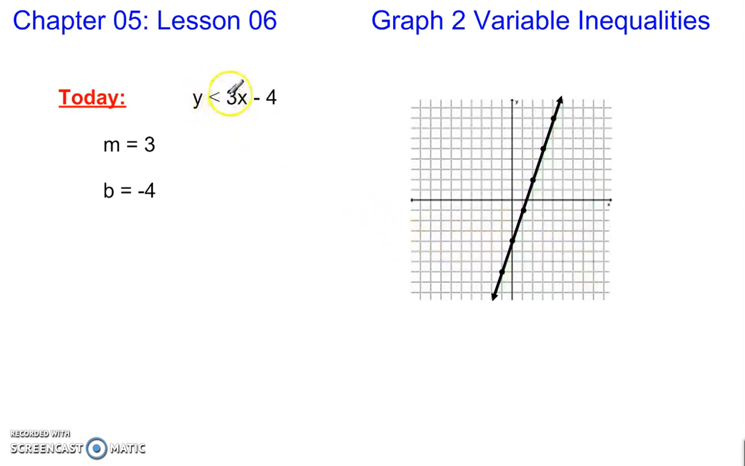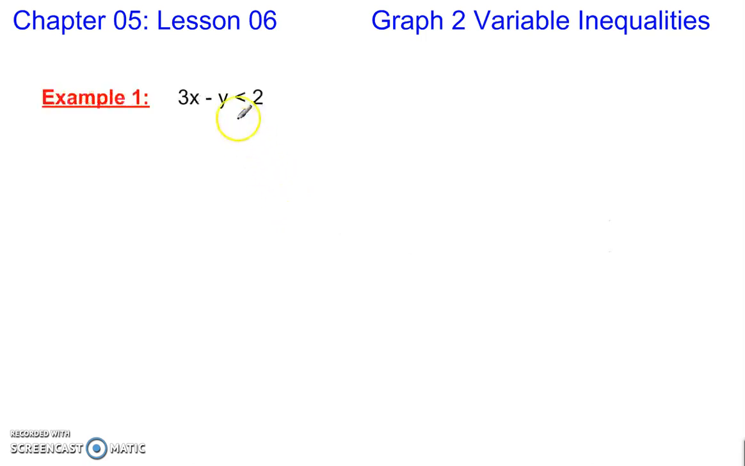Now, if I'm looking at just a less than or greater than and no equals underneath, then that means this line itself, 3x minus 4, is not part of the solution, so I'm going to make that a dotted line. And then I can shade in one of the sides. Remember, when we're shading, just perpendicular lines away from your original line that you graphed. Okay, so we want to graph this.